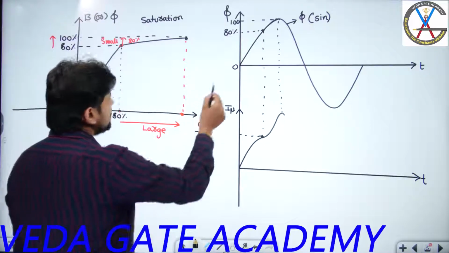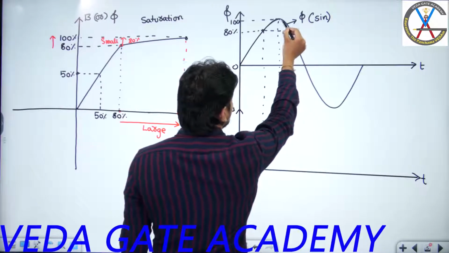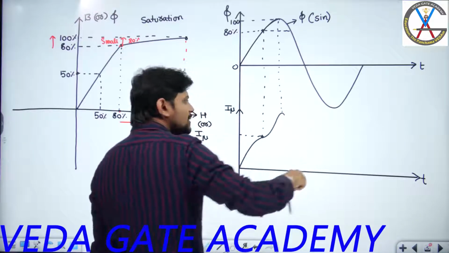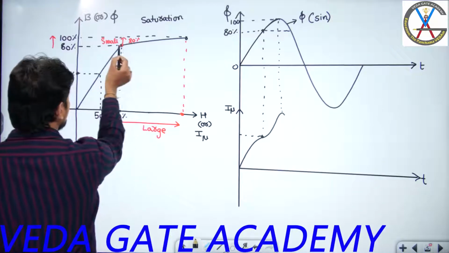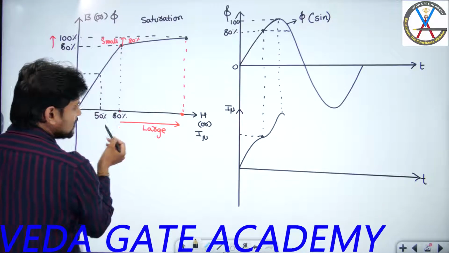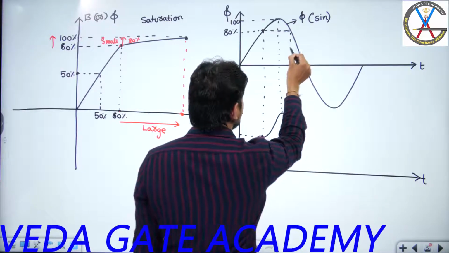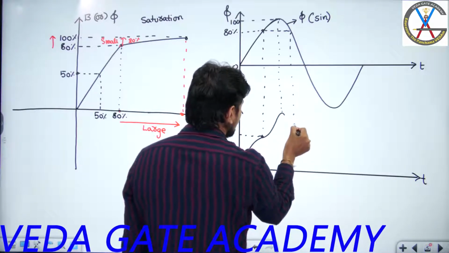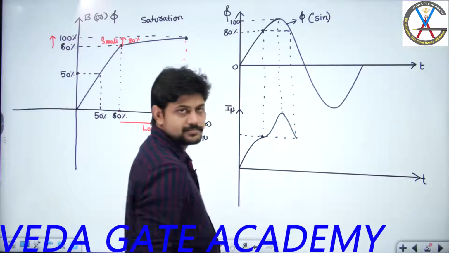Now again the same thing will happen from 100 to 80%. The decrement in magnetizing current is also in the same fashion. So this is 100, and if I want to get here, the decrement in the magnetizing current is very large. So it will follow the same thing. If I try to extend over here, you are going to get a graph in this fashion.